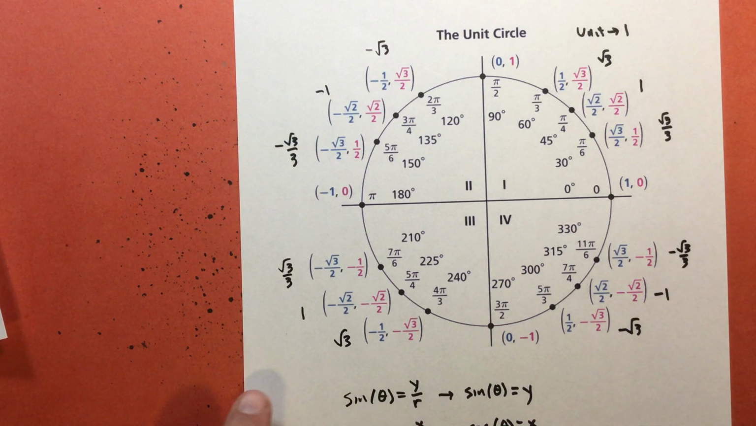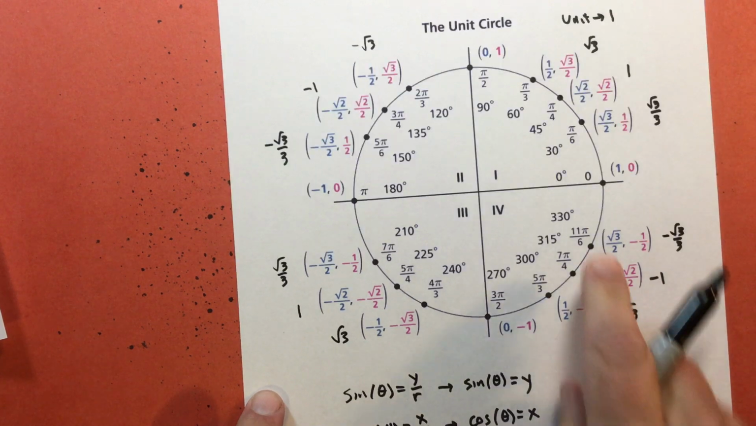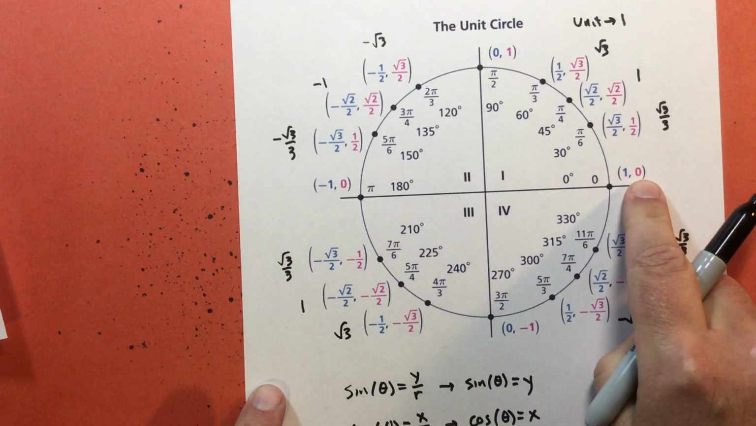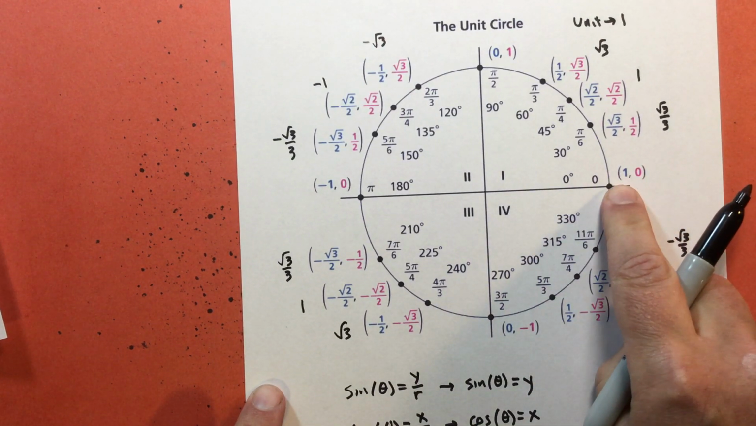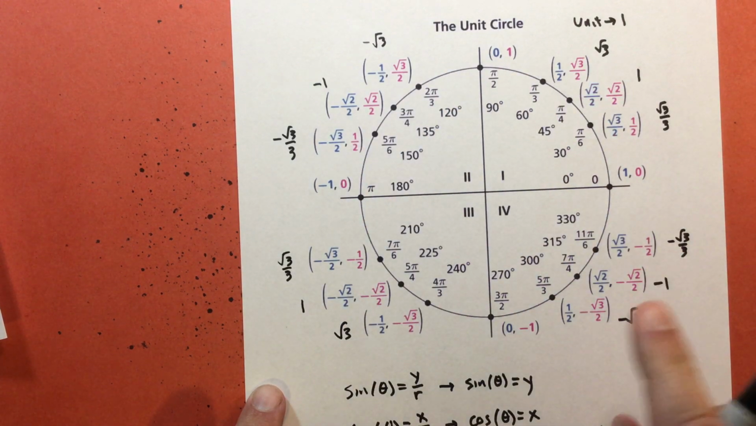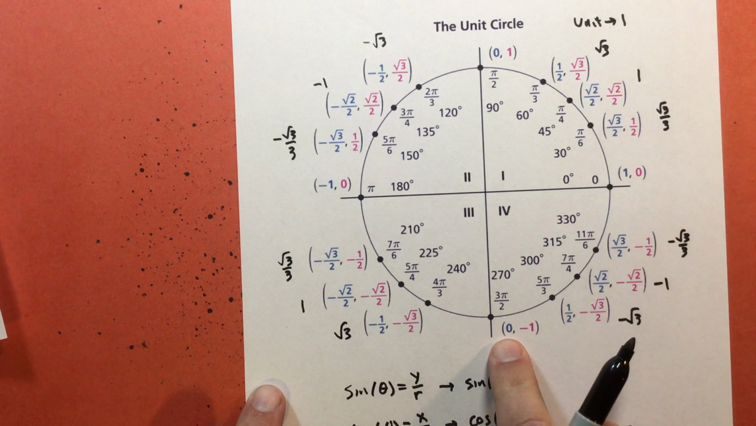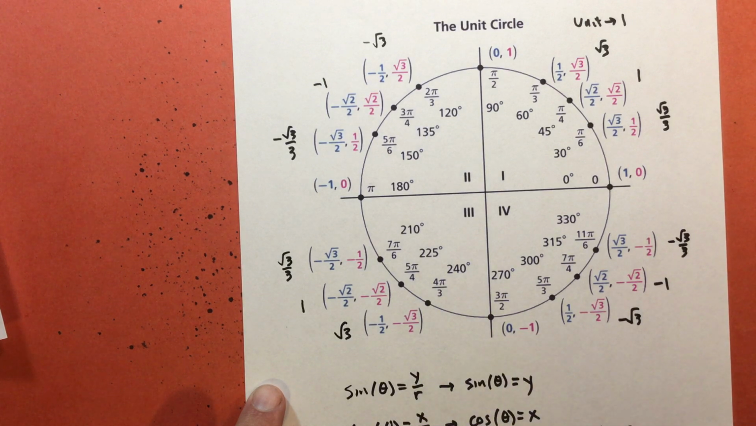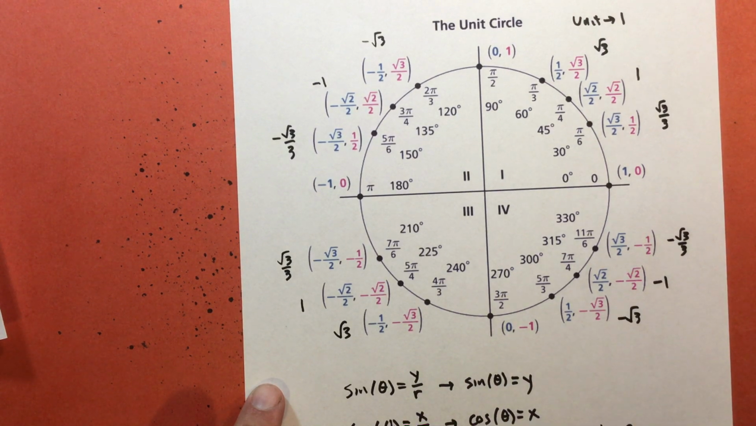Well, the pattern holds true. The sine is going to give me the y coordinate. So the sine of 0 degrees is 0, and the cosine of 0 degrees is 1. Those things all work all the way around. Sine is the y coordinate, cosine is the x coordinate, so those still work. It's the tangent where it gets a little tricky.